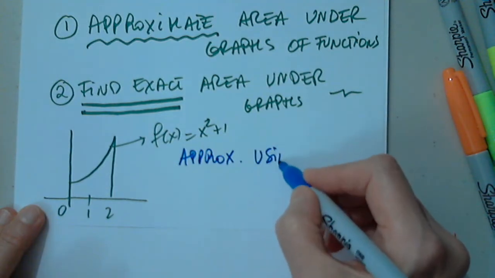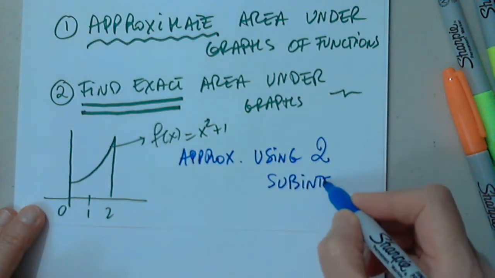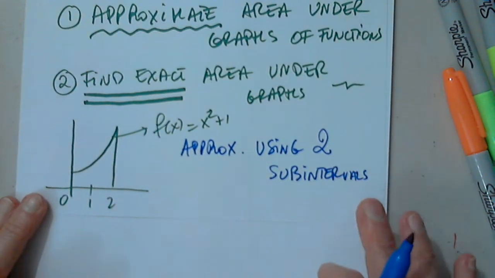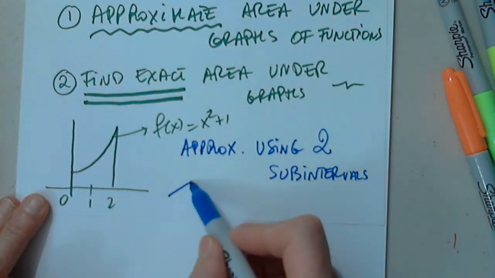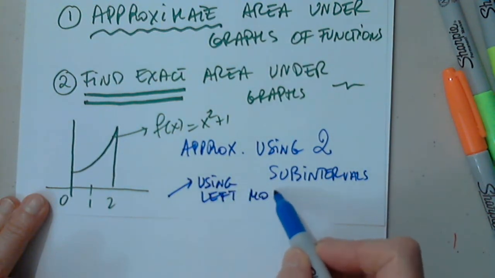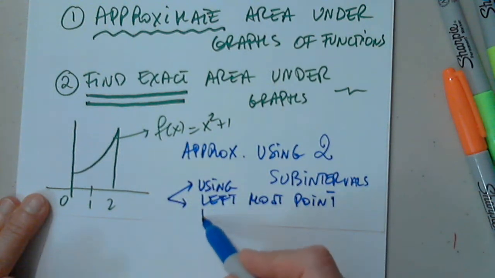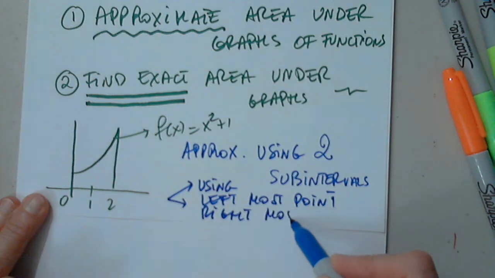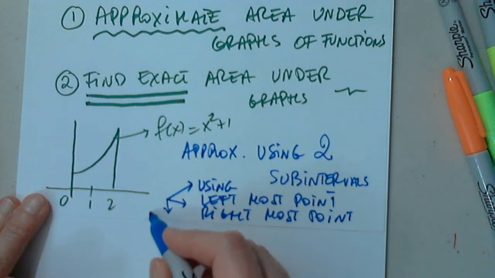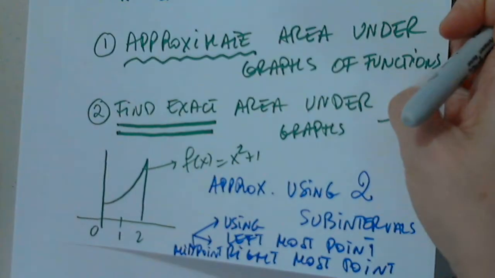Approximate using two subintervals. And we have, at least at this point in time, three different methods. Using number one, leftmost point. Number two, rightmost point. I'll write them again because it's too small here. Or midpoint. So I'm going to write this again.